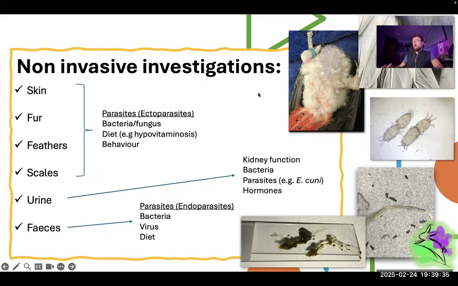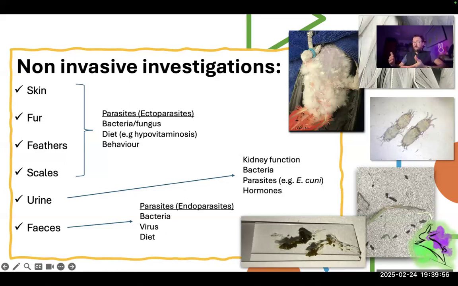Then we can assess the urine, again for parasites, but also to assess the kidney function, to see if there are any bacteria, if there is a cystitis going on, or in some cases, we can also test for hormones, like cortisol, the stress hormone, which can be tested through the urine.